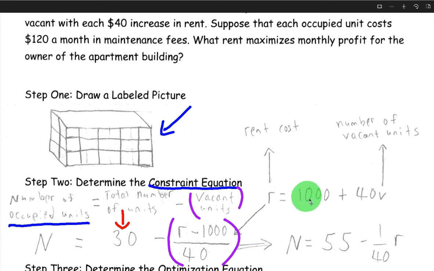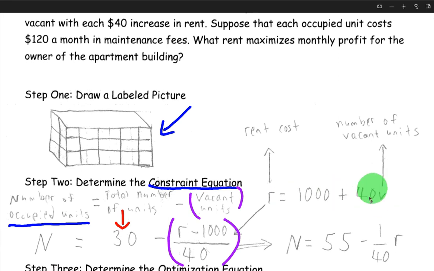Let's think about that with an example. If we have 0 vacant units, the rent cost will be 1,000. If we have 1 vacant unit, R will be equal to 1,000 plus 40 times 1, which is 1,040. If we have 2 vacant units, rent will be 1,000 plus 80, which is 1,080. So in other words, with each increase in rent by 40, you will have 1 more vacant unit.